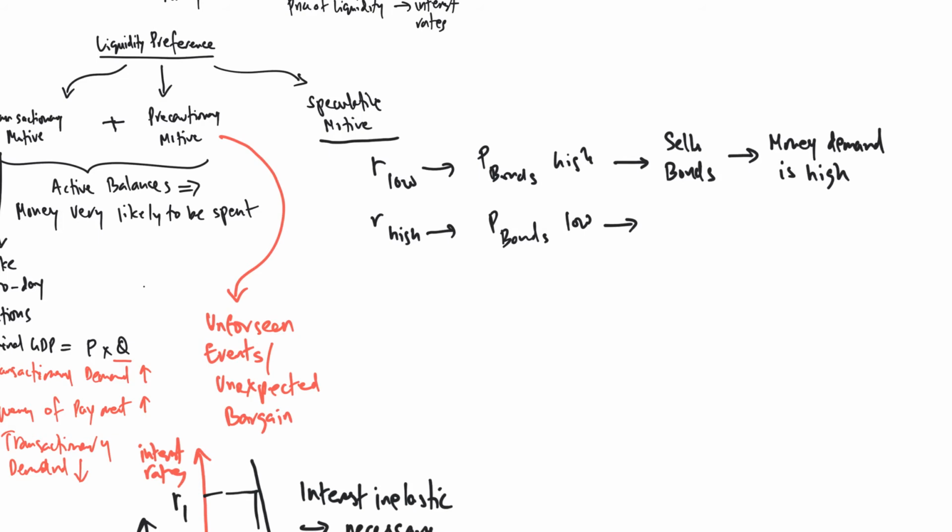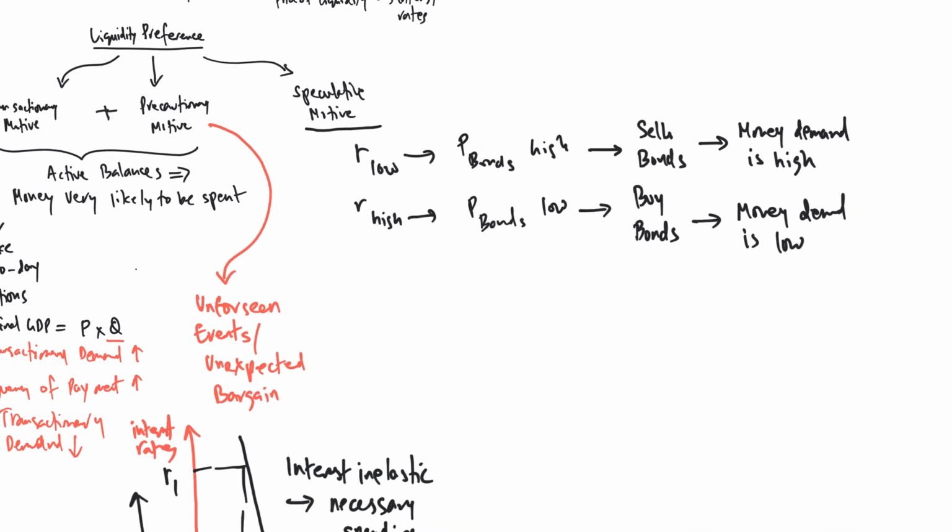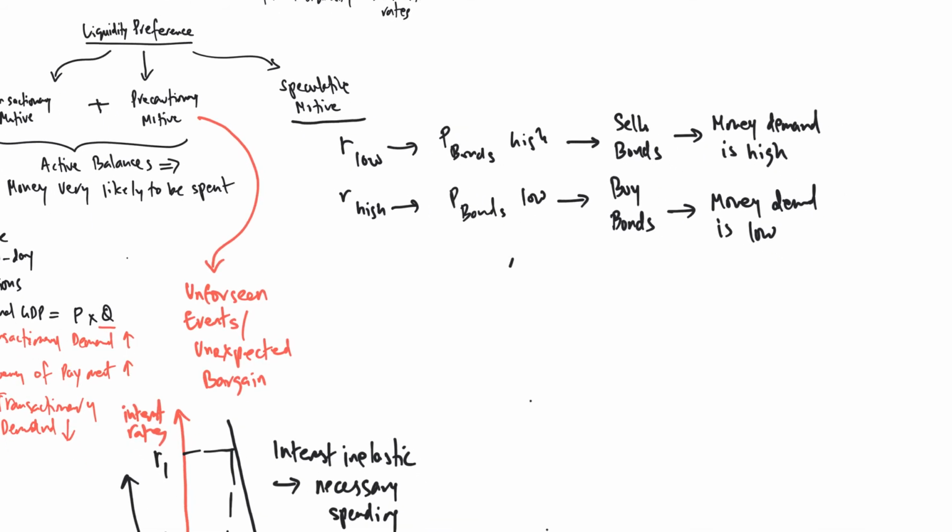So when the price of bond is low, he will be buying bonds. And when he buys bonds, clearly he will give away all the money that he would have. So money demand is low. And that would explain why you would have this kind of a demand for speculative demand. Speculative demand, by the way, is also called idle balances. It's not very likely to be spent money.